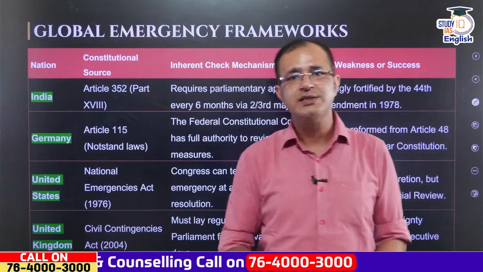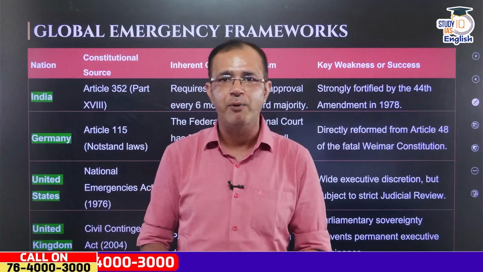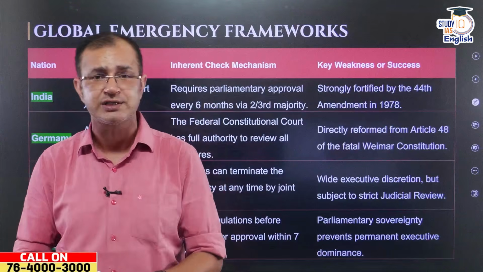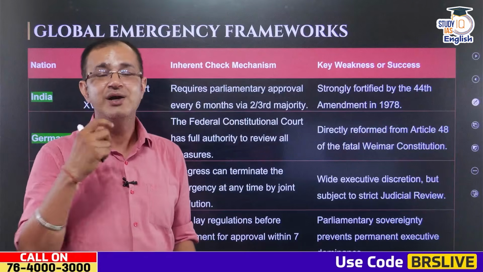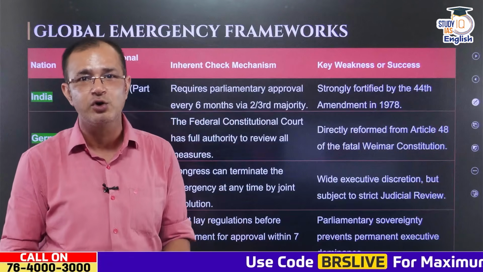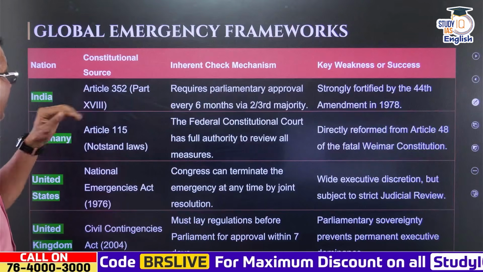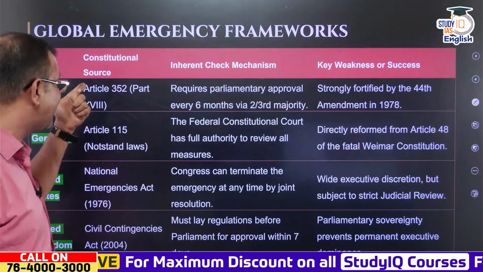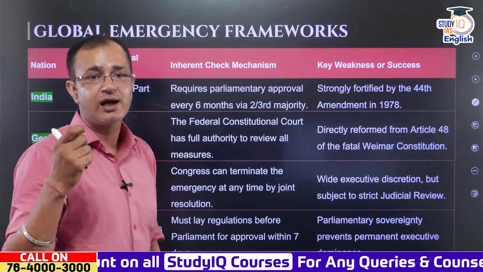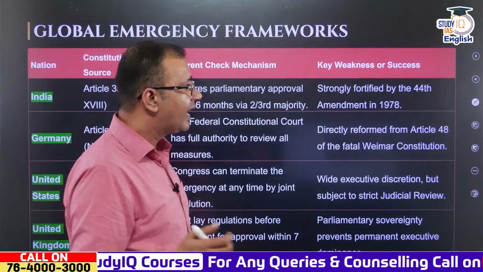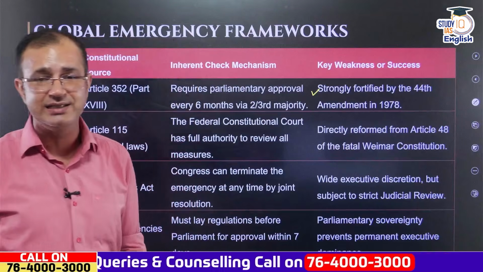Now, over here, it is not just that in India we have emergency provisions. We can compare it with other political setups as well. That is also what is required when you are studying polity, because now UPSC asks you to compare political setups to the different global standards which are there. Now, when it comes to India, we have Article 352 that lays down the national emergency under Part 18 and requires parliamentary approval every 6 months through a 2/3 majority. Here you can see that it is strongly fortified by the 44th Amendment Act in 1978.